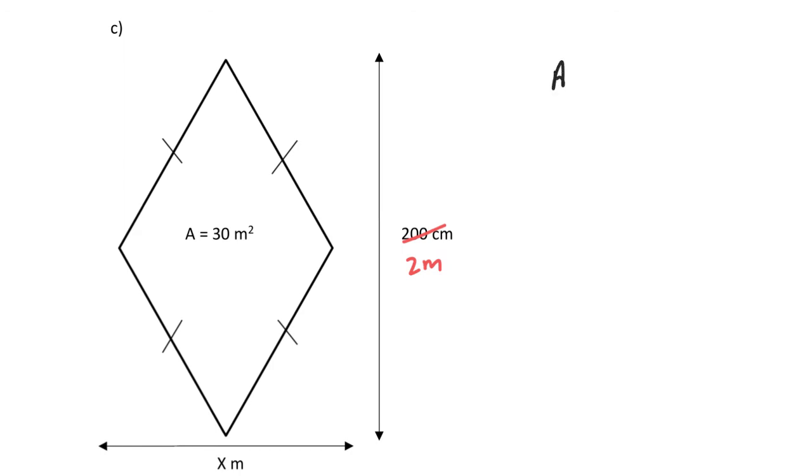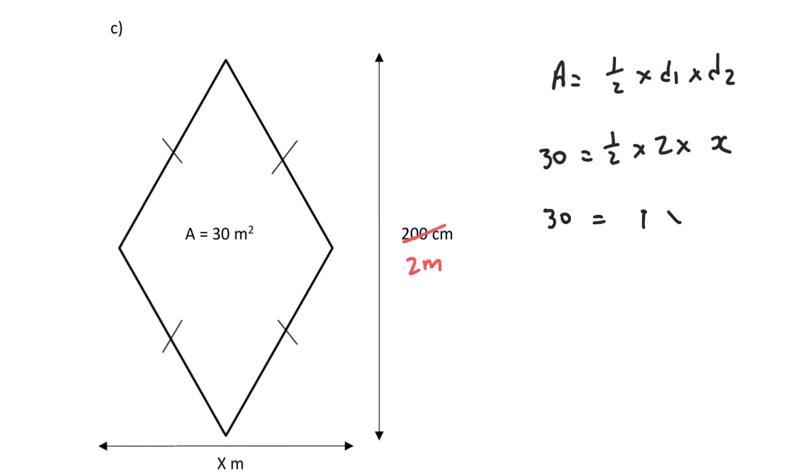Now we know the area of a rhombus, and it's a rhombus because we've got 4 equal sides and the 4 angles are different. So it's a half times D1 times D2. So if we fill that information in, we've got 30 equals a half times 2 times x. Now the half of 2 is 1. So we get 30 equals 1 times x. And 1 times x is just x. So that means that 30 is equal to x. So x is 30 meters. Doesn't look it, but it is.